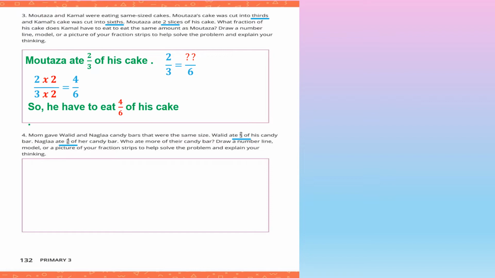Number 4. Mom gave Walid and Nagla candy bars that were the same size. Walid ate 2/3 of his candy.